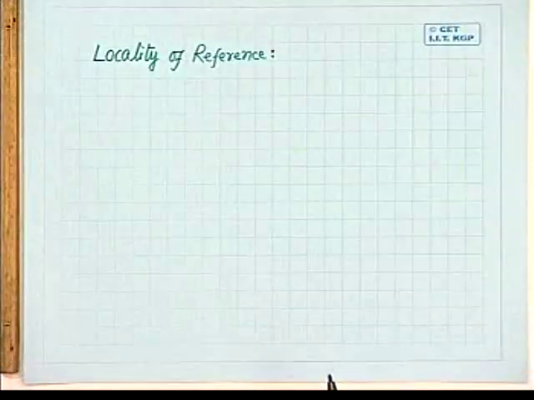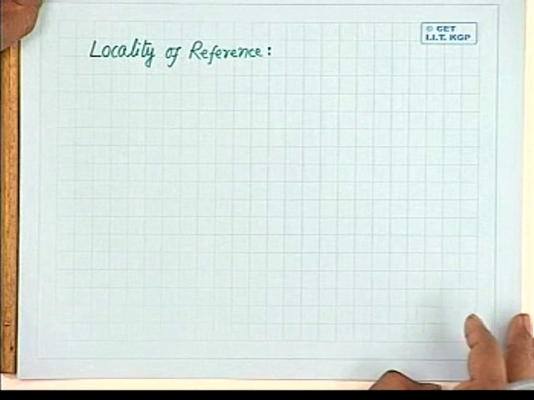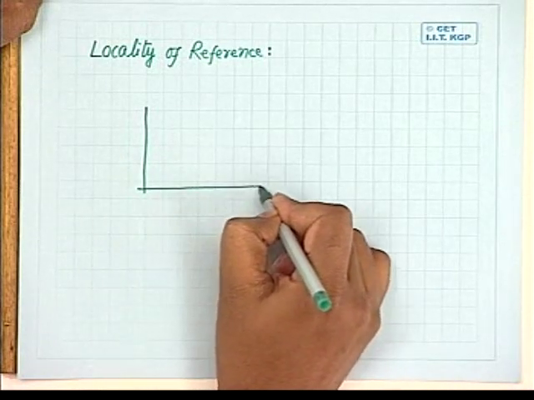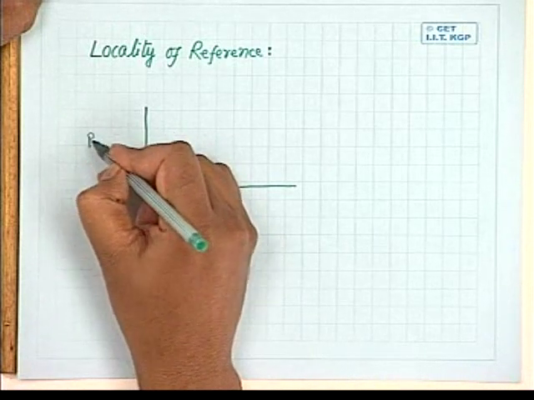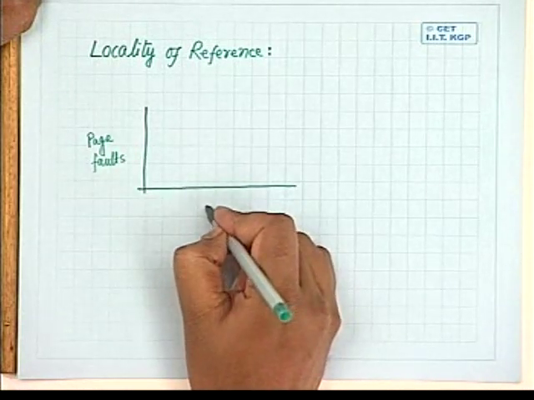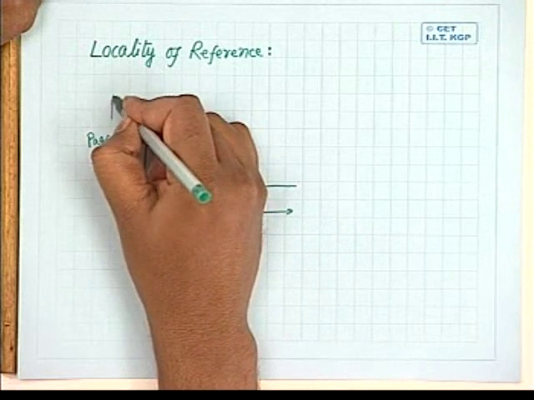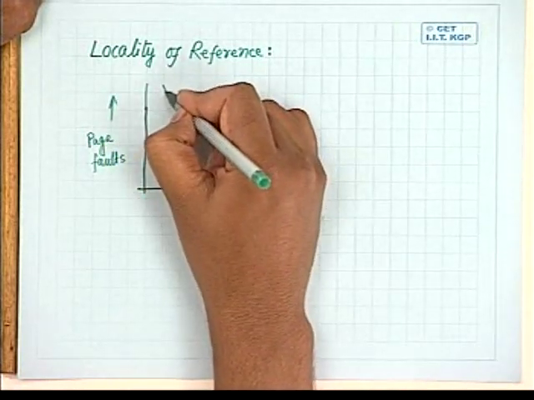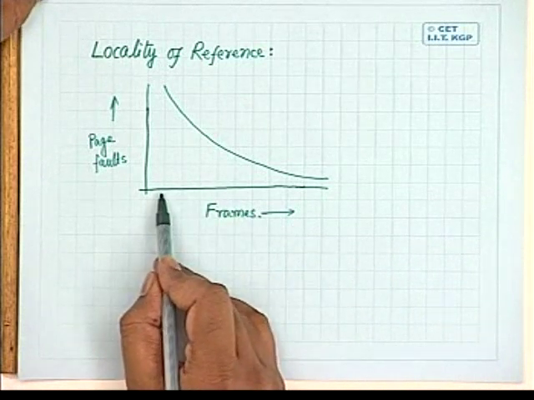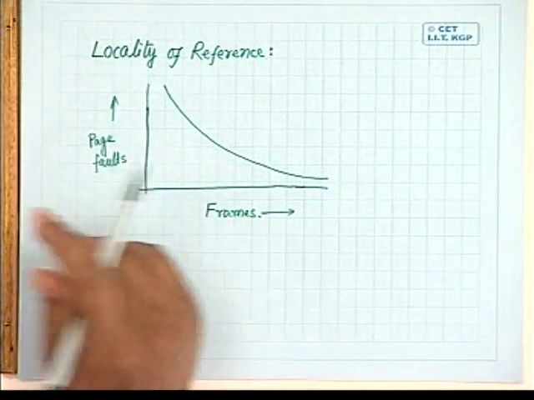If you plot the number of hits or the number of misses versus the number of frames available for accommodating the pages, say the number of page faults against the number of frames, you will find that you get a curve something like this. If the number of frames available for accommodating the pages is less, then the number of page faults will increase. And that is quite obvious.